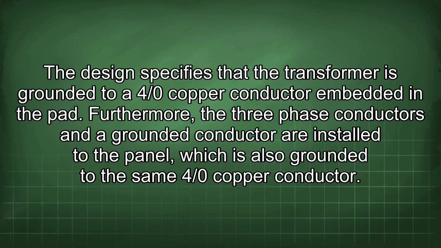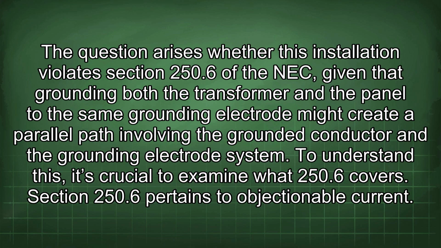4/0 copper conductor. The question arises whether this installation violates Section 250.6 of the NEC, given that grounding both the transformer and the panel to the same grounding electrode might create a parallel path involving the grounded conductor and the grounding electrode system. To understand this, it's crucial to examine what 250.6 covers.